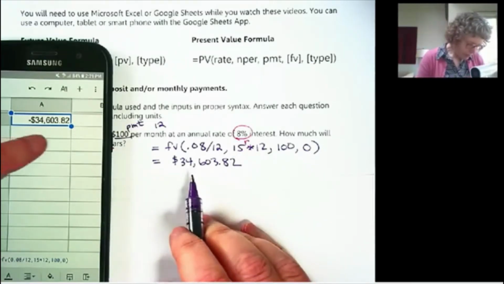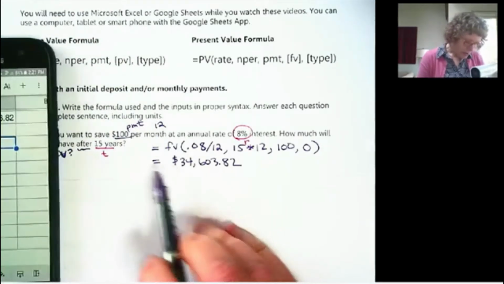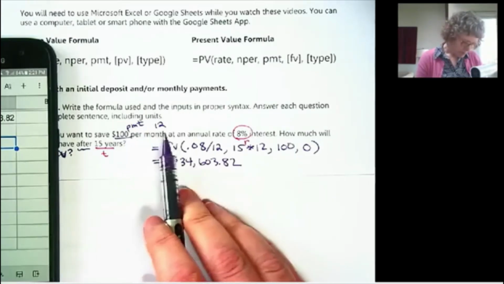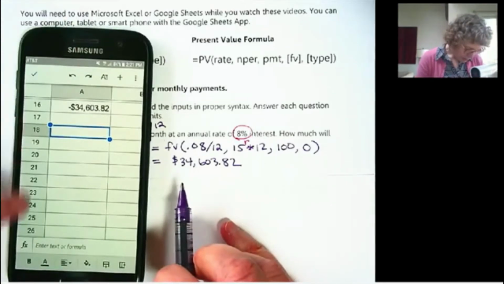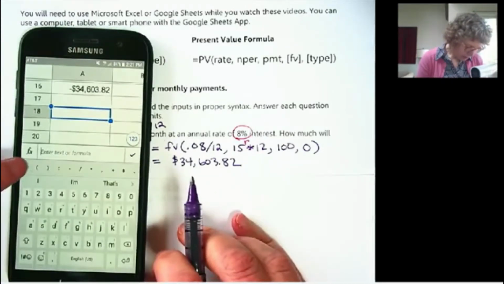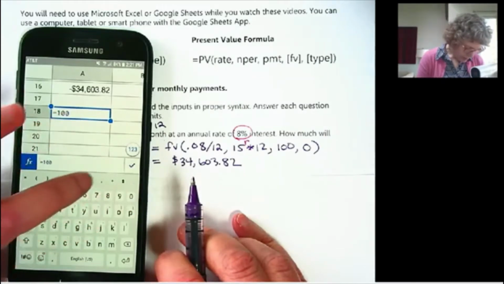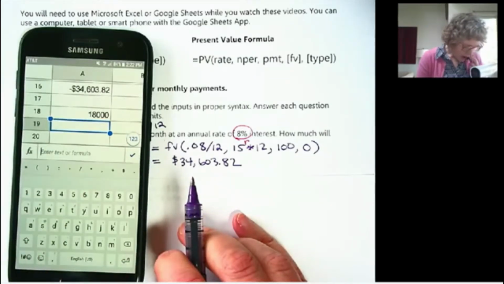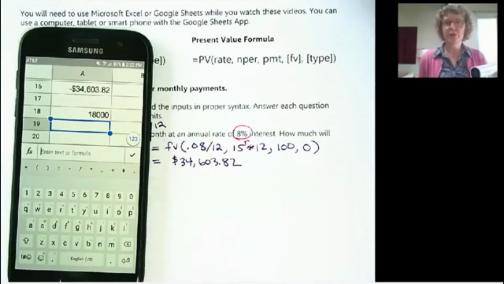Let's do just a quick little check. How much will you have after 15 years? I want to know just how much money we've put in. So 100 times 12 times 15. I'm kind of curious. So we can use a spreadsheet to do any old calculation we want. Equals $100 times 12 months times 15 years. Okay, so that's $18,000 just by putting in your $100 every month.